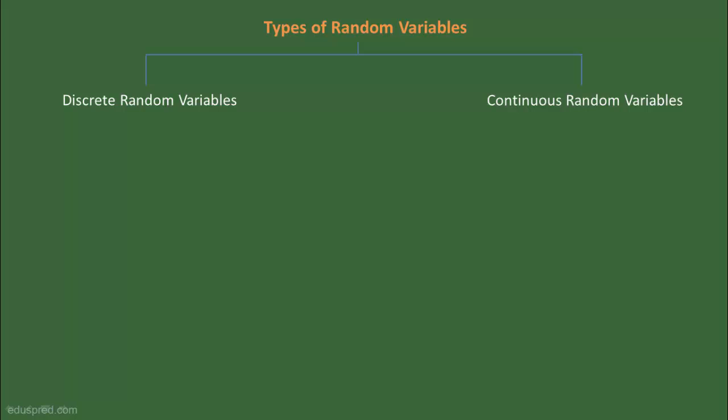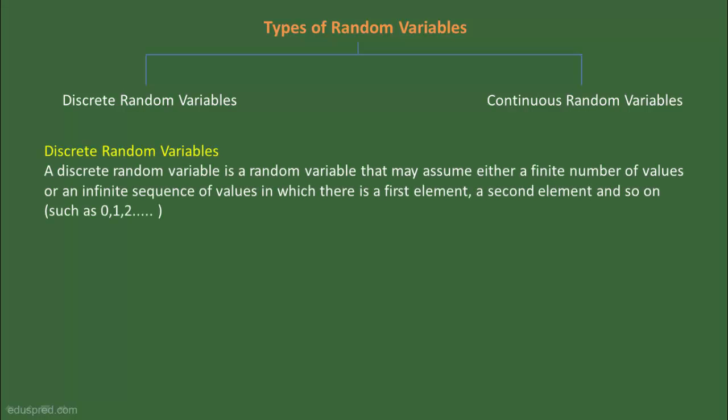There are two types of random variables, discrete random variables and continuous random variables. Let's start with discrete random variables. By definition, a discrete random variable is a random variable that may assume either a finite number of values or an infinite sequence of values in which there is a first element, a second element, and so on. There are two terms to understand here, finite number of values and infinite sequence of values.